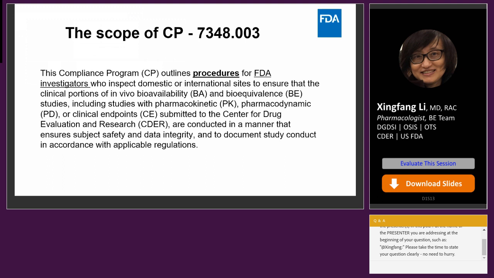7348.003 outlines the procedures for FDA investigators who inspect domestic or international sites to ensure the clinical portion of in vivo BA/BE studies are conducted in a manner to ensure subject safety and data integrity, and to document study conduct in accordance with applicable regulations.